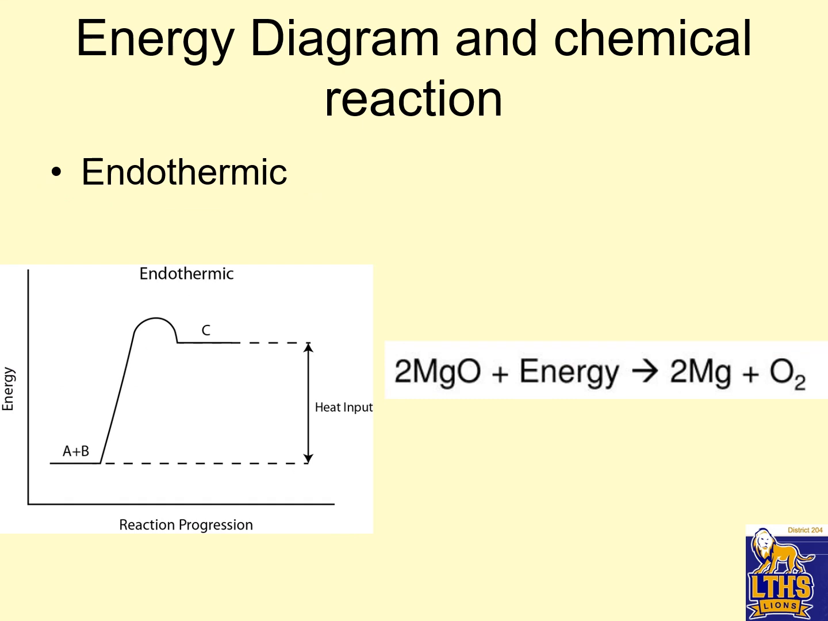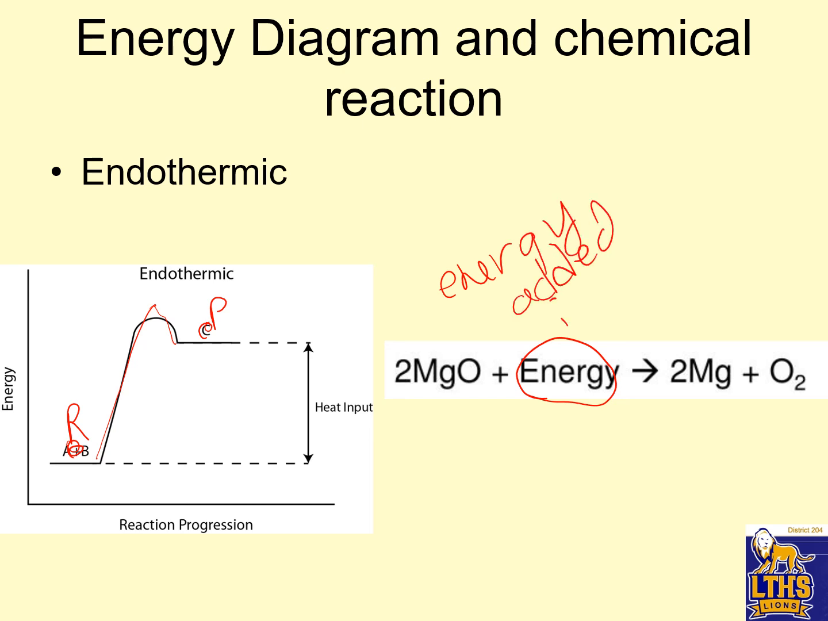Okay, energy diagrams for endothermic, you've got reactants, you've got to break the bonds, break them, and then make them. Okay, so you're always releasing energy when new bonds form, but this time it takes more energy to break them than gets released when they form. So energy is added in. Energy added in as a reactant.